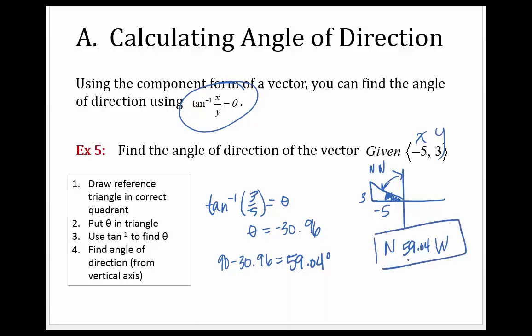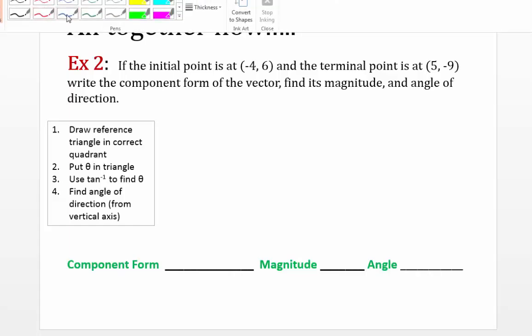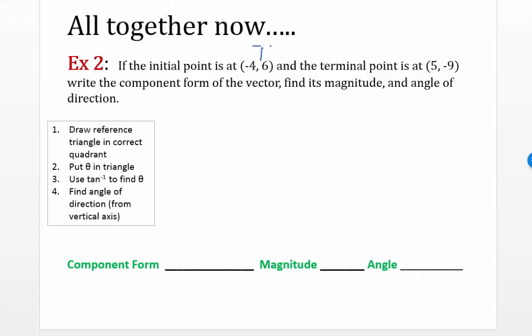All right, so let's try another one. Let's try one all together. You have to find the component form first, the magnitude, and the angle. So it's putting all these skills together in one problem. If the initial point is -4, 6, and the terminal point is 5, -9, write the component form of the vector. There's problem 1. Find the magnitude, problem 2, and then the angle of direction, problem 3.